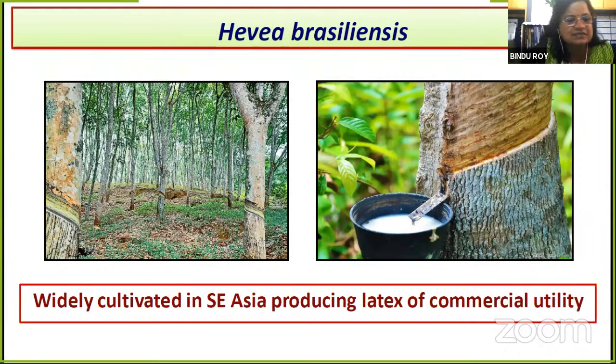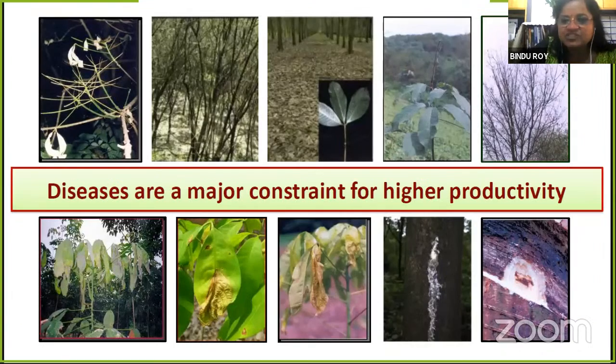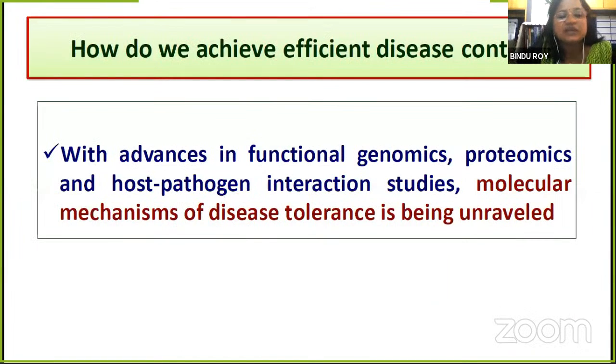Hevea brasiliensis, the rubber tree, is widely cultivated in Southeast Asia and produces latex of commercial utility. Diseases are a major constraint for higher productivity of natural rubber. With advances in functional genomics, proteomics, and host-pathogen interaction studies, the molecular mechanisms of disease tolerance are being unraveled, and this is how we achieve efficient disease control.